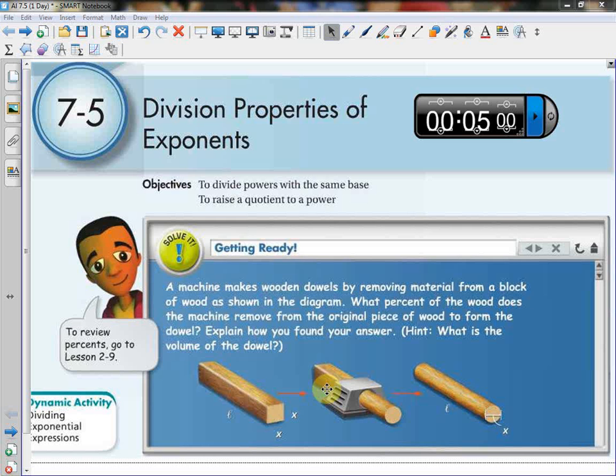We're talking about division properties of exponents. We've done some multiplication, now we're going to do some division. So, after you try the warm-up, let's get started.